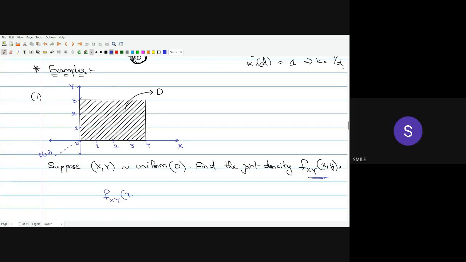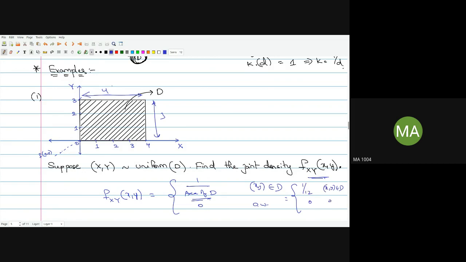So 1 by 12 if it lies in this region. So 1 by area of D when it lies in this region and 0 otherwise. So for this we have to compute area of D. As this is a rectangle, you can compute the area. It is 4 times 3. So this is 3 and this is 4. So 4 times 3 will be 12. So from here it will be 1 by 12 when xy is in region D and 0 otherwise.